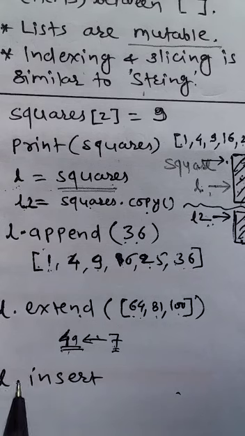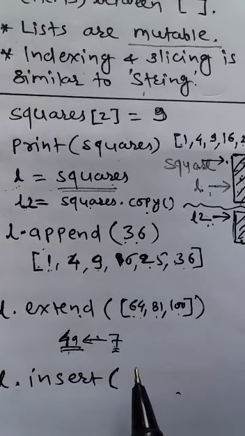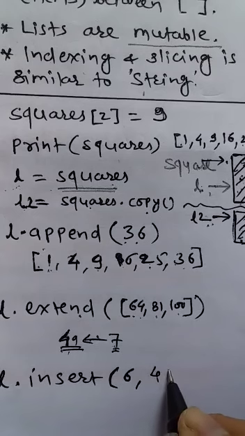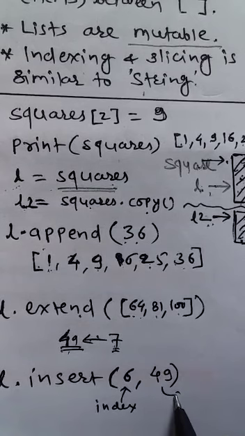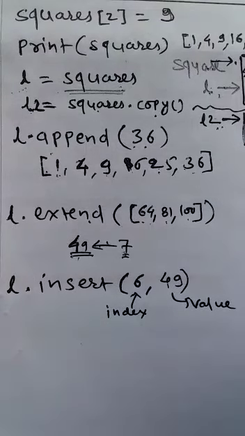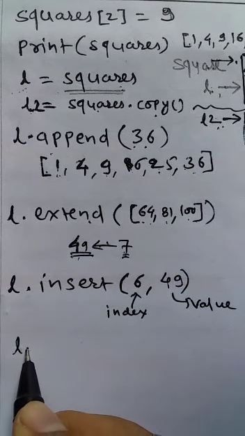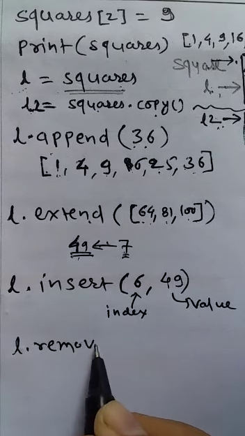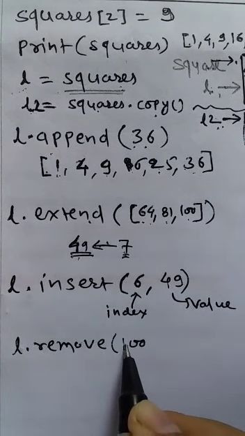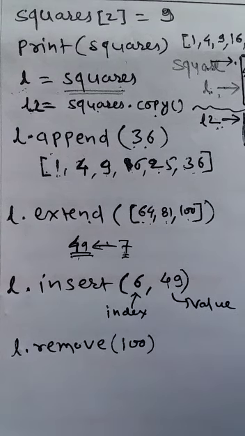So what can we do for this? We have one more built-in function, insert. In the insert function, first you have to write the position where you want to insert the value, and the value which you want to insert is written afterwards. So the position is 6, which is the index in the list, and 49 is the value to be inserted in the list. Now if you want to remove a certain element from the list, what command can we use? The function we can use is L dot remove 100. So this will remove the last element in the list.